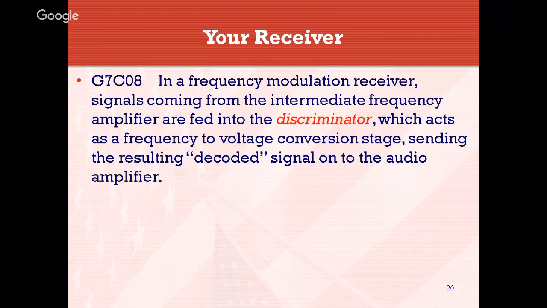In a frequency modulation receiver, things are processed a little bit differently. Signals coming from the intermediate frequency amplifier are fed into a discriminator, which acts as a frequency to voltage conversion stage, sending the resulting decoded signal onto the audio amplifier. The discriminator is a very simple circuit. It contains maybe a Zener diode or something of that sort to help with the filtering to pick up the frequency modulated signal. You can look up online what an actual discriminator circuit looks like.